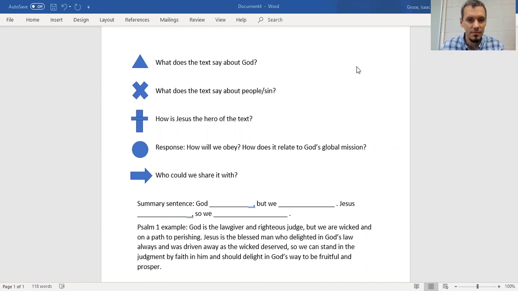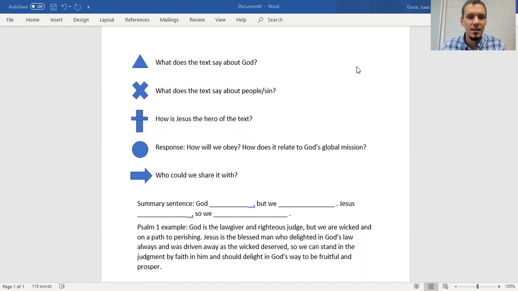Thirdly, we have the cross as our picture, and the question is, how is Jesus the hero of the text? So whether it's Old Testament or New Testament, either way, we want to always look at a passage and look for Jesus, whether it's explicit or implied. Jesus is the focal point of everything in the Bible, and we want to look for that.